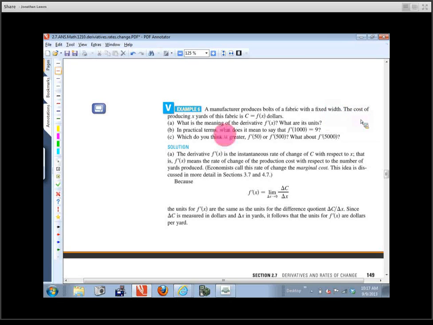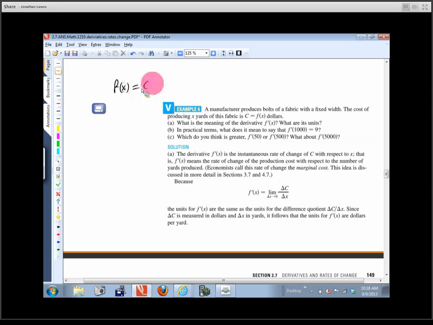The cost of producing x yards of this fabric. So as 1 yard rolls off, there's 1 yard, then 2 yards, and so forth. The cost for producing that just continues to add up. So cost is a function of x. It says, what is the meaning of the derivative f prime of x? Now let's go ahead and do it in their vocabulary.